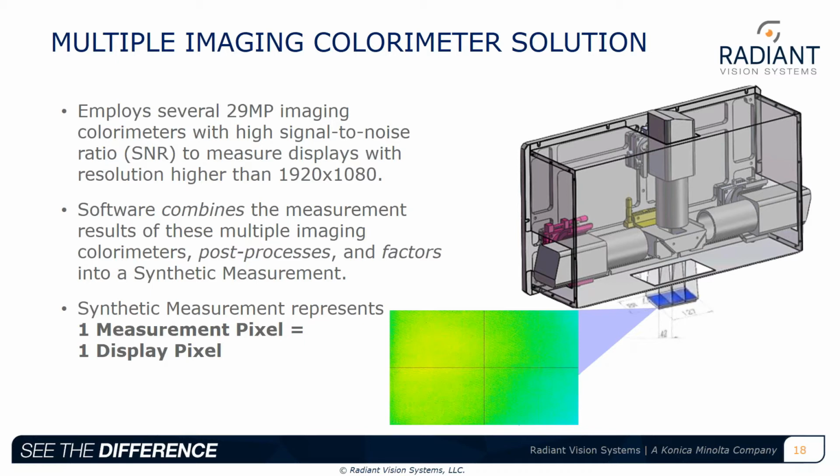Radiant TrueTest software combines the measurement results of these independent captures, post-processes them, and factors this information into a single synthetic measurement representing the luminance of every pixel within the display. And to reiterate, when we talk about synthetic measurements, we're talking about one measurement pixel, such as the image in the bottom of the slide, representing one display pixel.